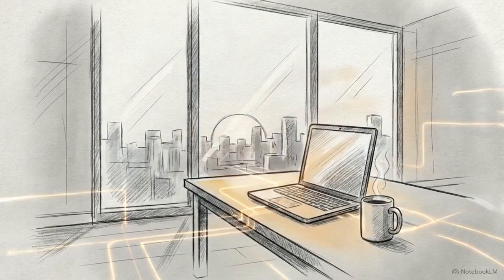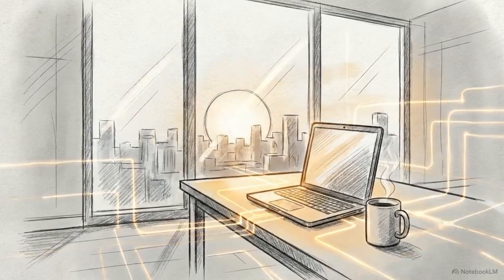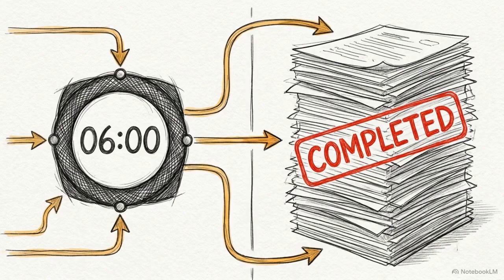Because this agent lives in the cloud, you can schedule it to run every morning. While you are making coffee, it is sourcing roles, scoring fit, and writing your outreach. In 6 minutes, using plain English, we deployed an automated system that handles hours of daily administrative work.